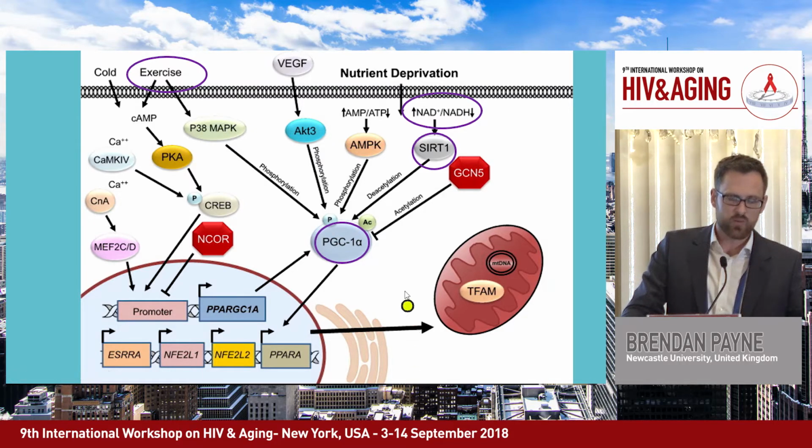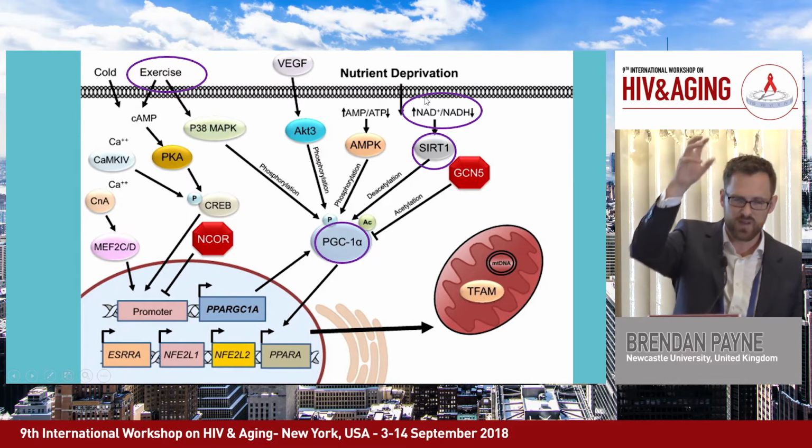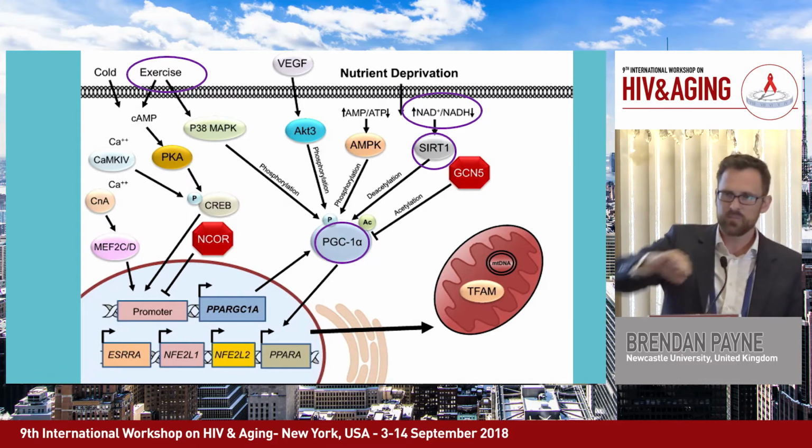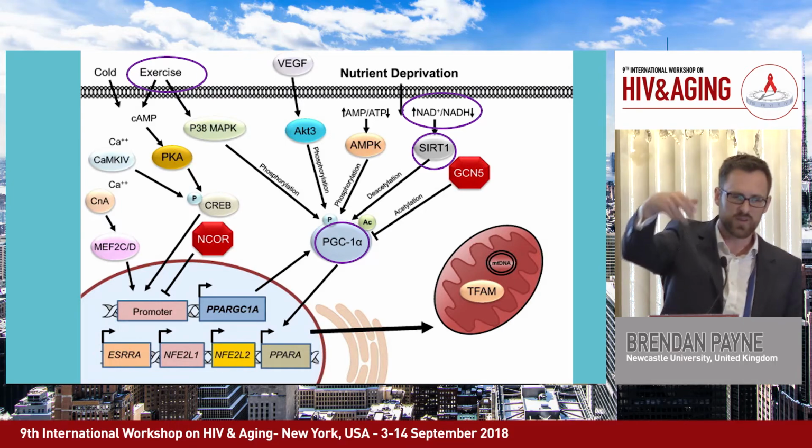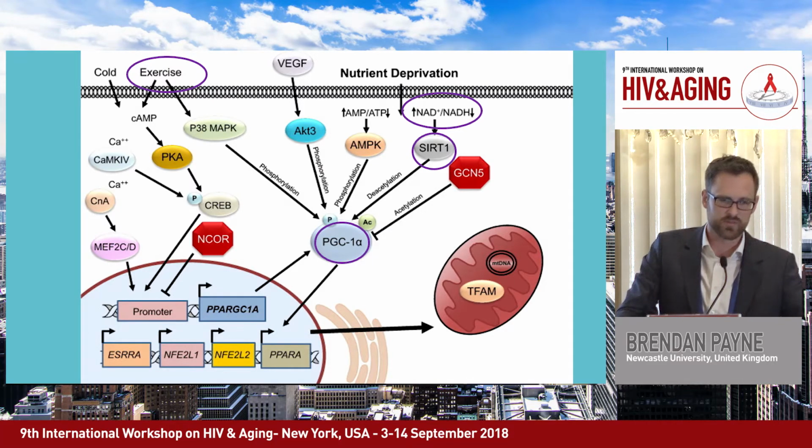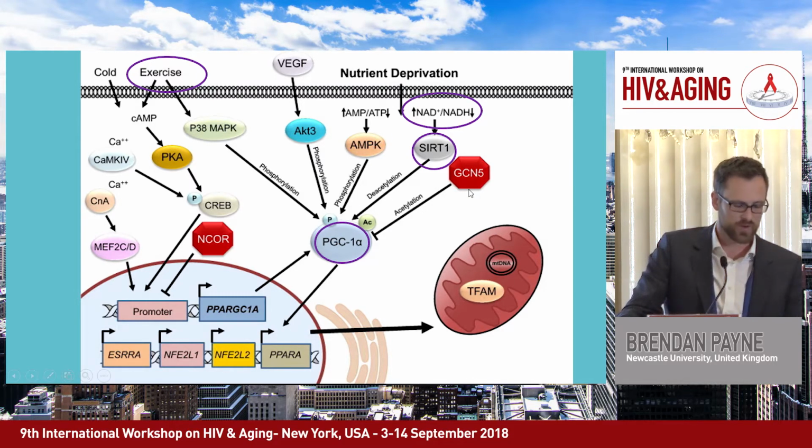And the approach here, or one of the approaches, is very simple. You just flood the system with extra NAD plus at the top, and that basically cranks the hose right open and hopefully pushes you through to more mitochondrial biogenesis.